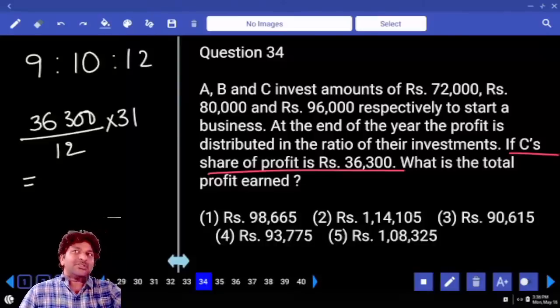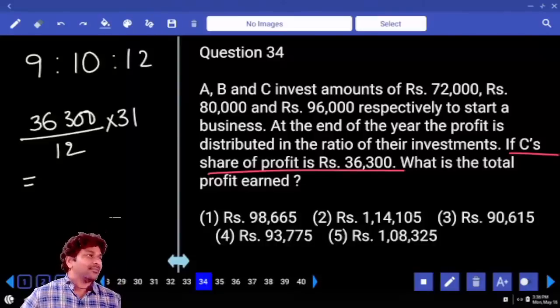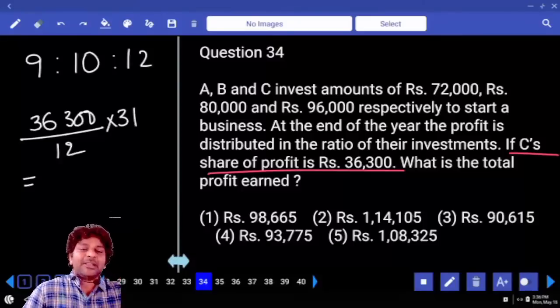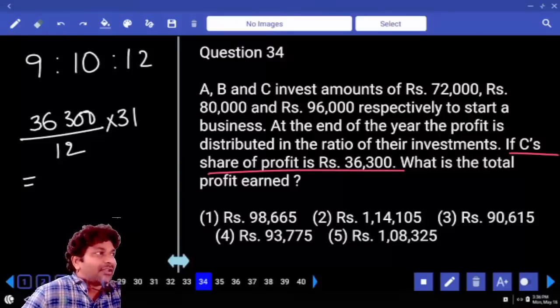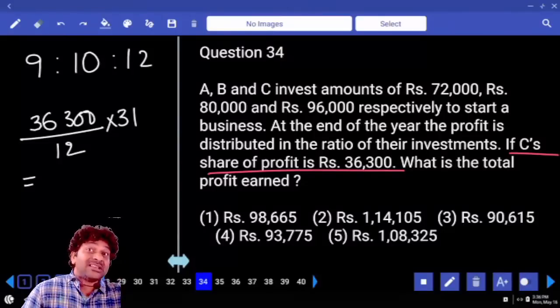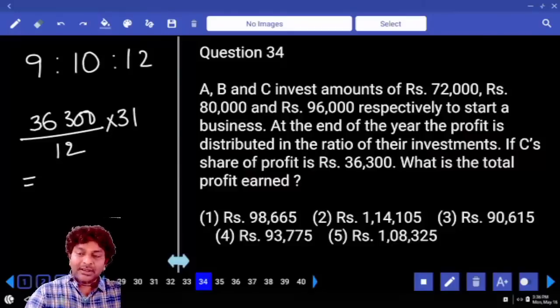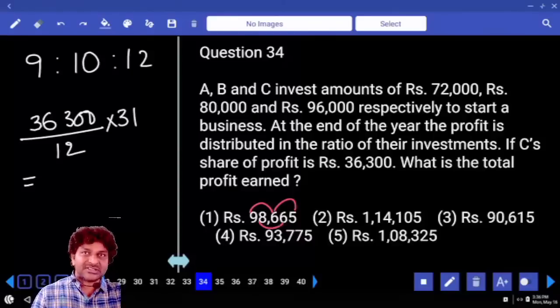36,300 is a multiple of 11. In the denominator, do you have a multiple of 11? Then the answer must be a multiple of 11. Can it be the first option? 9 plus 6 plus 5, 20. Other alternate, 8 plus 6, 14. Difference is not a multiple of 11. This cannot be your answer.